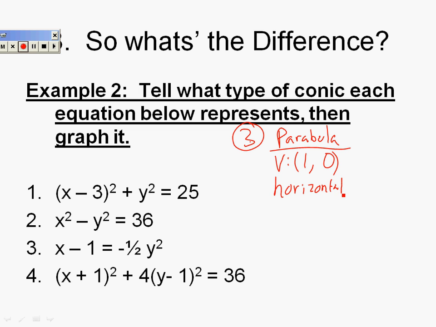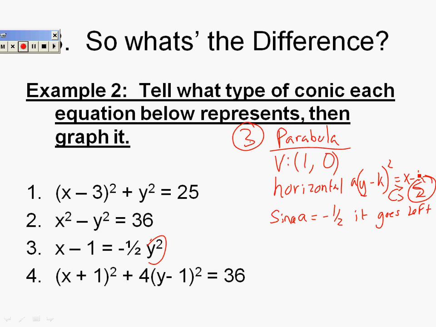Do you guys remember that whenever the y minus k is being squared, it's horizontal, and in this case that's what we have. The y is being squared, so it's a horizontal parabola, which means that it's either left or right. Now, how do we know which it is? We have to look at the a. What is my a? It's negative. Since a equals a negative half, it goes which way? It goes left. So it's this one. So now we're ready to graph it. Plot your vertex, over 1, up none, and it's opening up to the left.